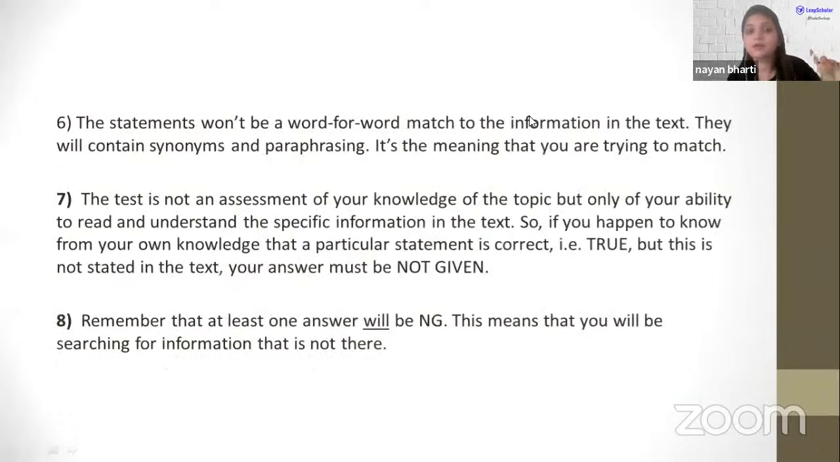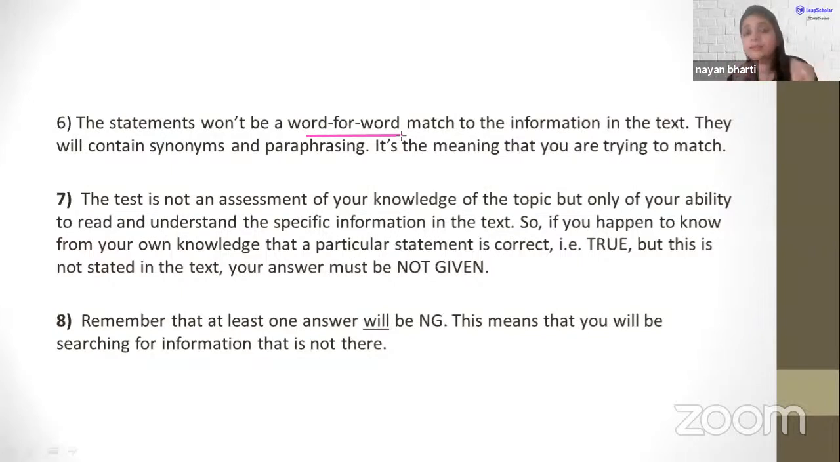Another thing is, you are not going to get exactly similar words, word by word, right? You can find synonyms, there can be similar words. So if you keep on finding exactly similar words, you will not be able to get any answer. You will waste your time.